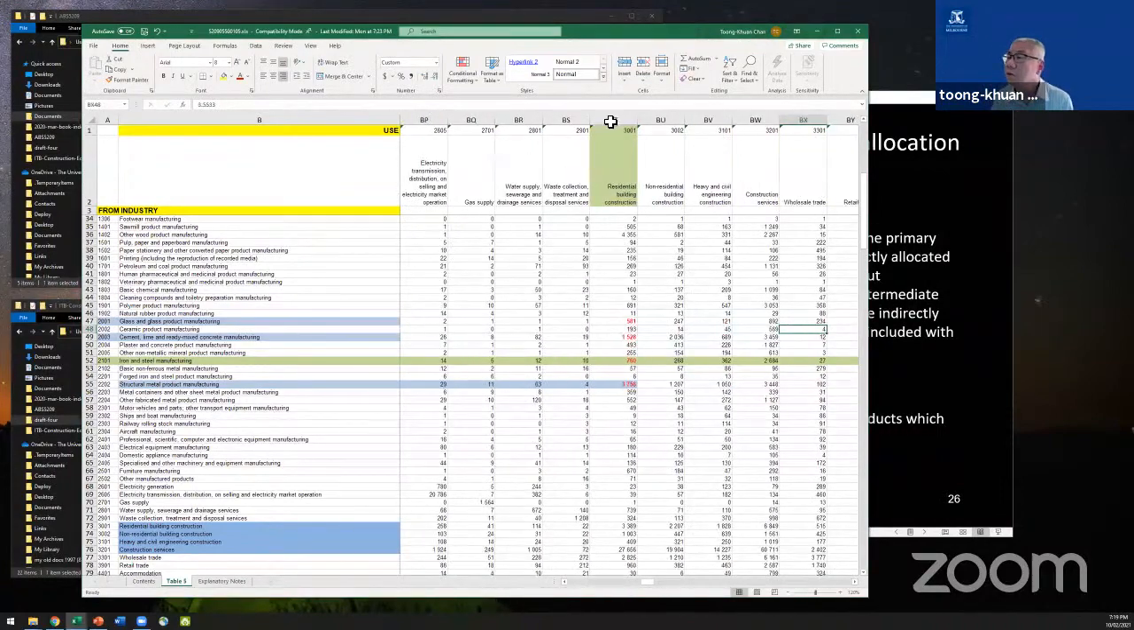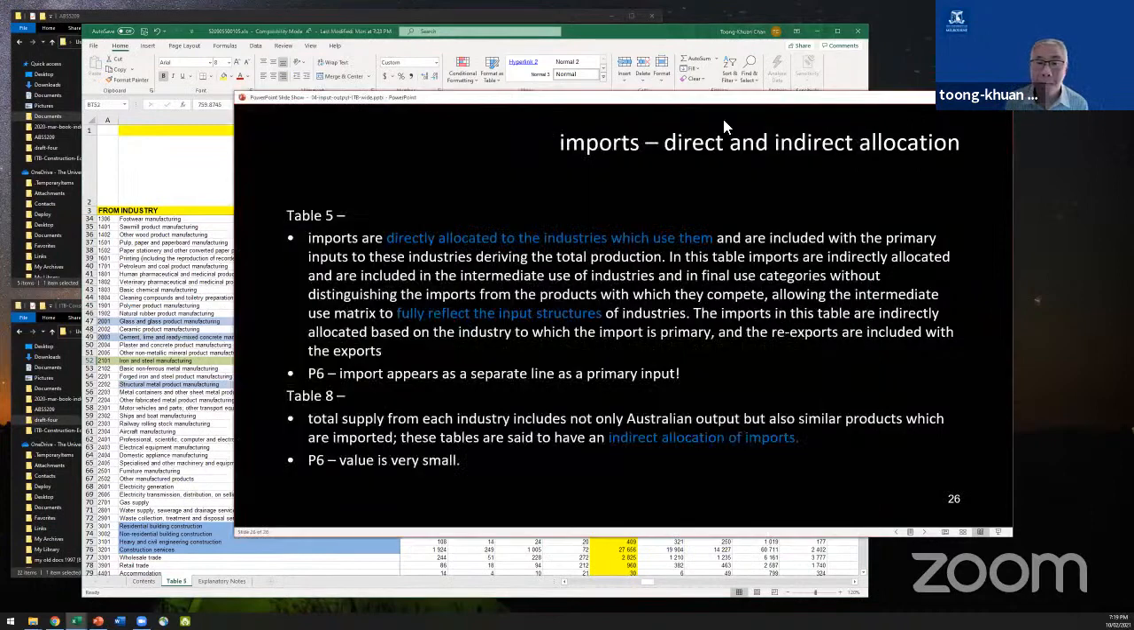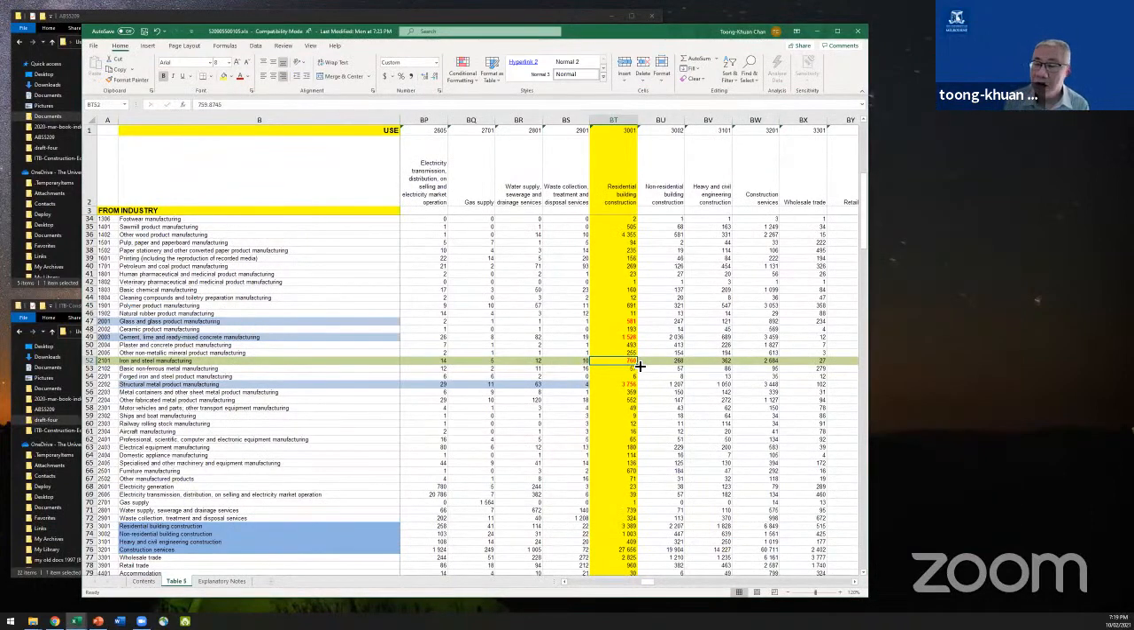Okay, residential construction is here. So I'm going to highlight all that in yellow. Iron and steel is 760. Now, in table 5, we say that $760 million worth of iron and steel is supplied to the residential construction sector. We do not know whether this is manufactured in Australia or imported.